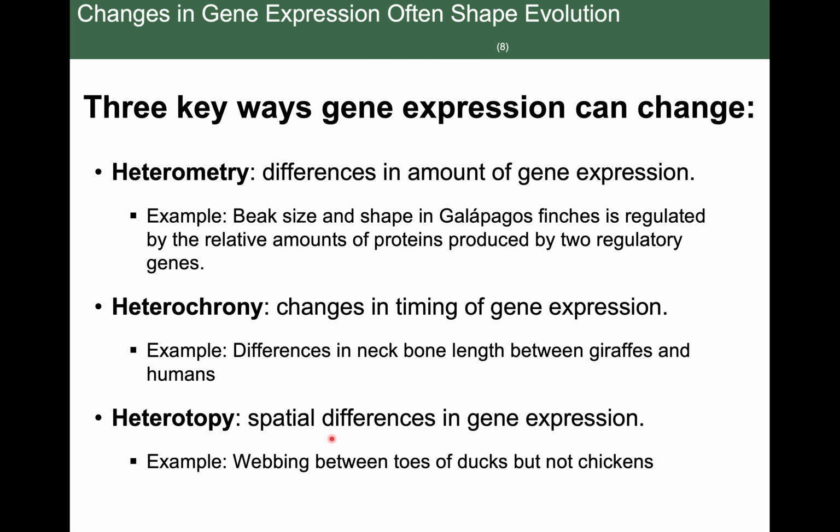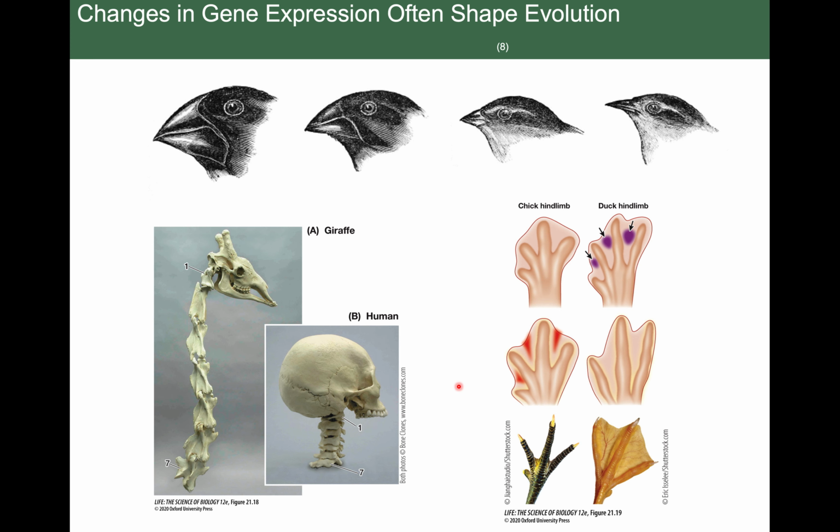And the example I wanted to give you here is the difference in webbing between the toes of chickens and ducks. Obviously, ducks have webbing between their toes and chickens do not, right? As you can see down here. And it turns out during embryonic development, both actually have webbing between their toes. It's just in the chicken toe, a certain gene gets expressed that will cause that tissue to carry out apoptosis and go away. And even though ducks have that same gene, it is not getting expressed in the same tissues.